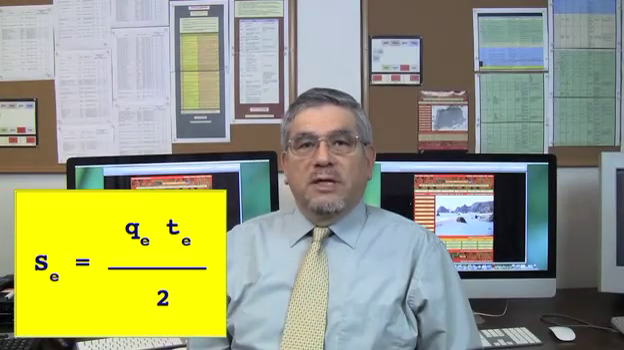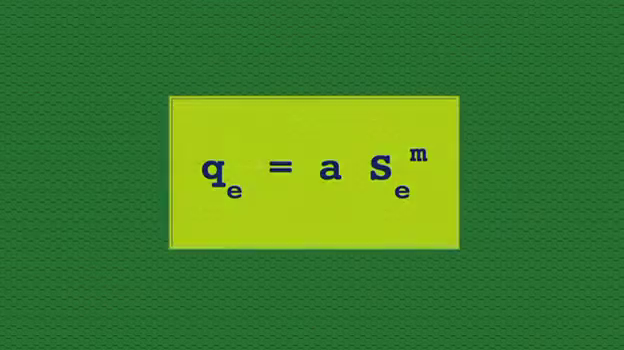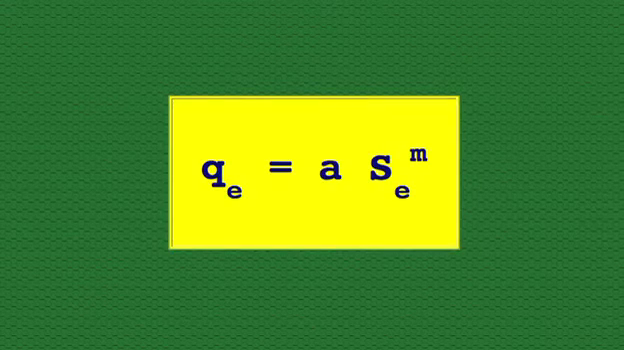In which S sub E is the equilibrium storage volume, Q sub E is the equilibrium outflow, and T sub E is the time to equilibrium. Horton noticed that experimental data justified a relation or rating between equilibrium outflow Q sub E and equilibrium storage S sub E as follows. In which A and M are the coefficient and exponent of the rating, respectively.